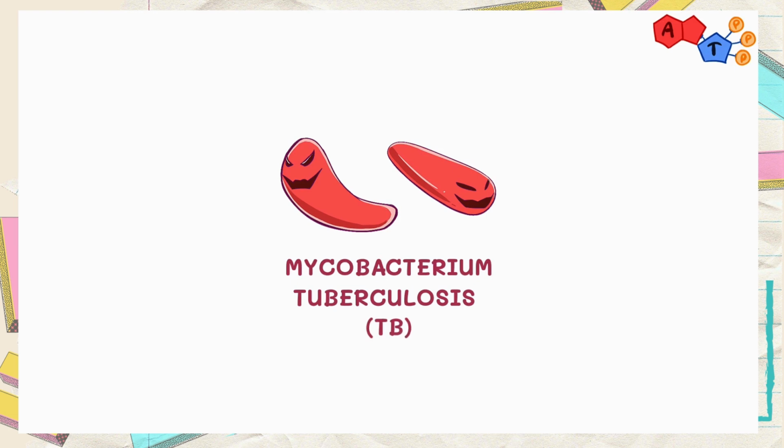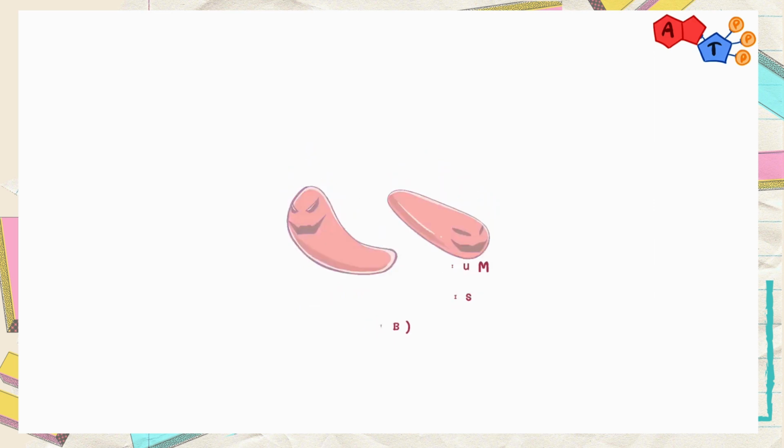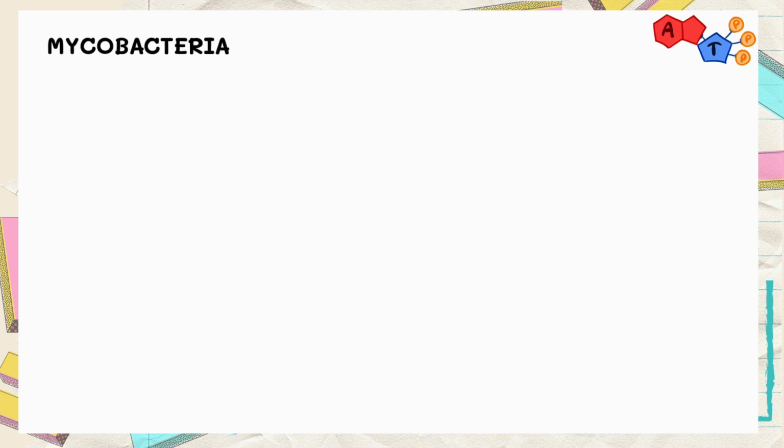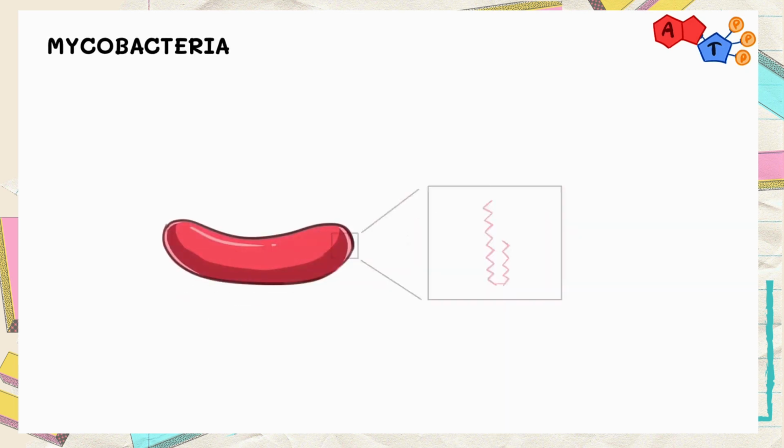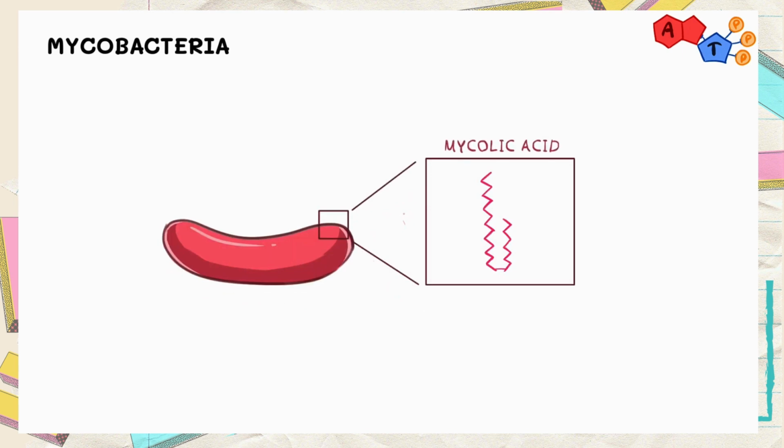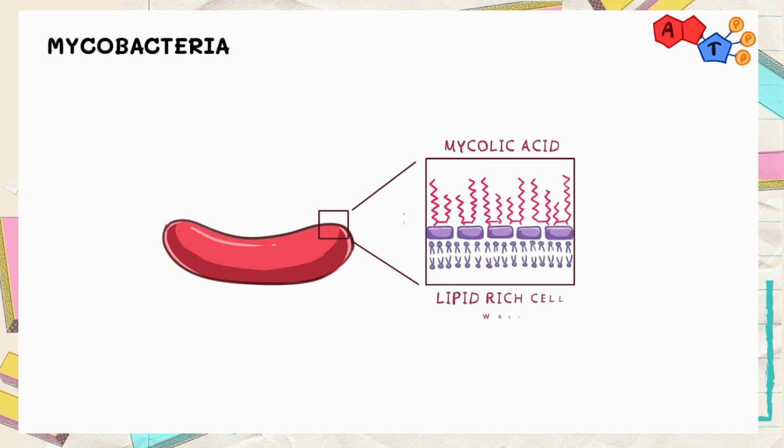It will be a short, concise video, but we will cover the most important details you need to know about. Now, before we start, I would like to briefly talk about mycobacteria itself. It's called mycobacteria because it contains a unique substance in its cell wall called mycolic acid. Mycolic acid contains lipids, making the cell wall of the bacteria a lipid-rich cell wall.